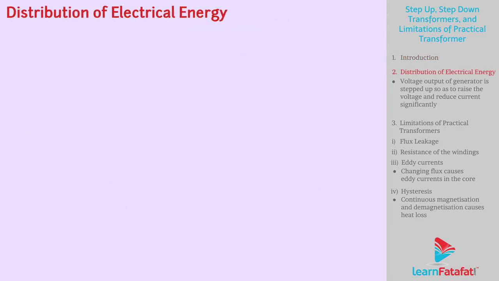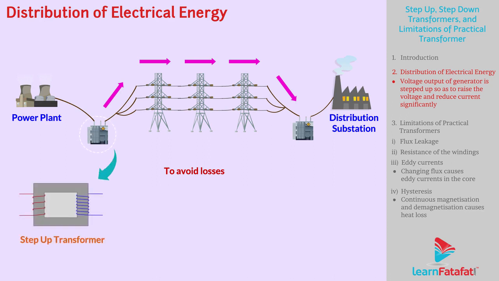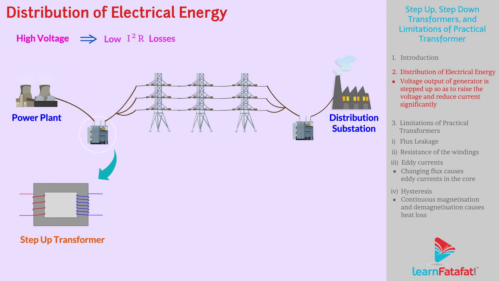Distribution of electrical energy. Electrical energy is required to be transported to longer distances. So, in order to avoid losses, we make use of transformers. The voltage output of the generator is stepped up so as to raise the voltage and reduce current significantly. As a result, I²R losses get reduced.